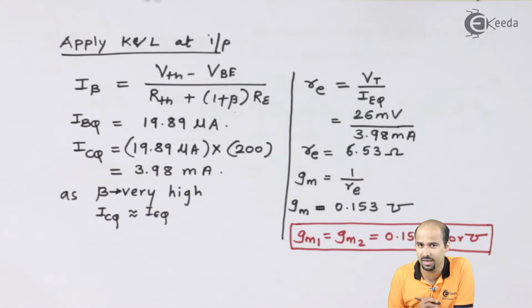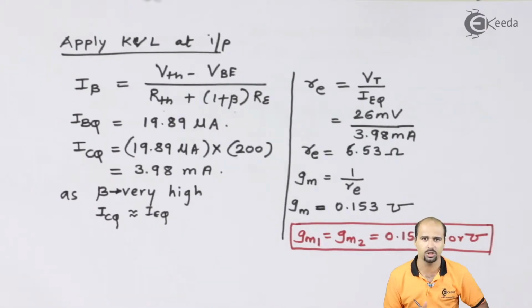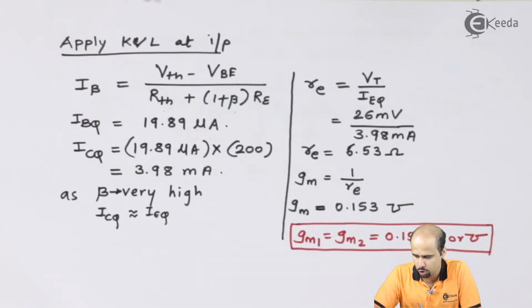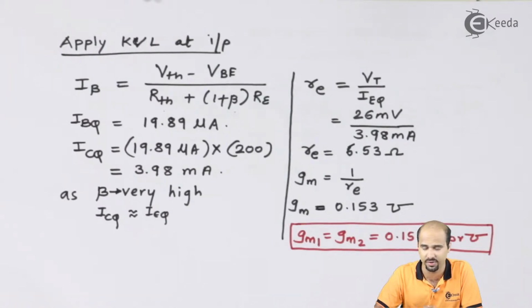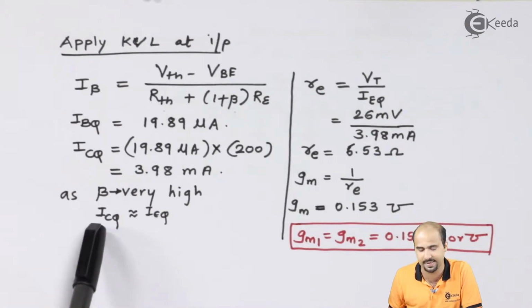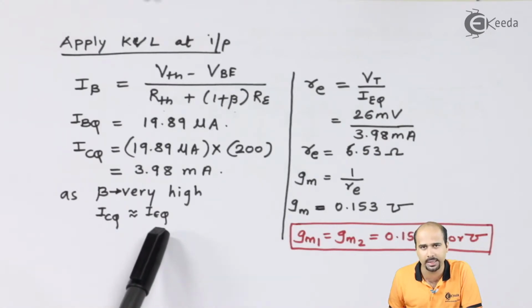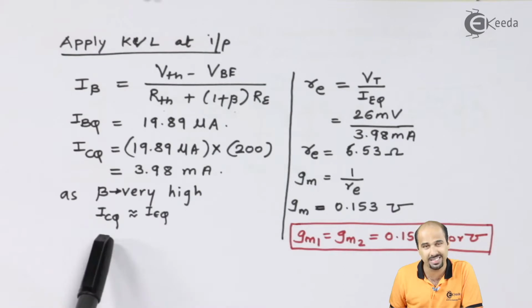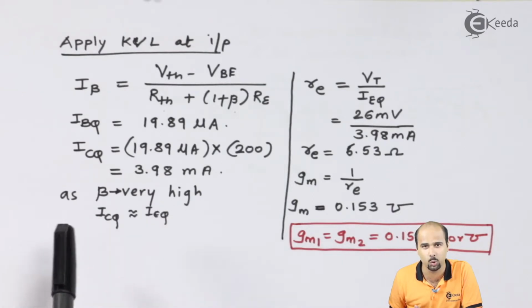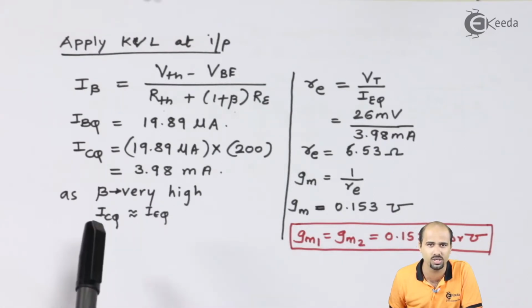Now once I get the values of ICQ and IBQ, we'll have to stop for the DC analysis. We don't have to calculate the value of VCEQ because that is not the question in our numerical. Once we get the value of ICQ and the beta value is very high, I can say that ICQ is equal to IEQ, because as beta tends towards infinity, alpha tends towards 1.